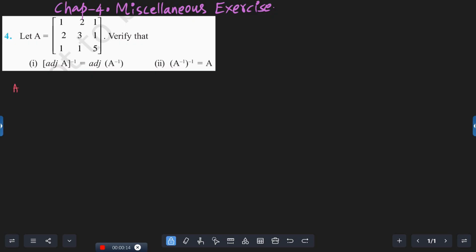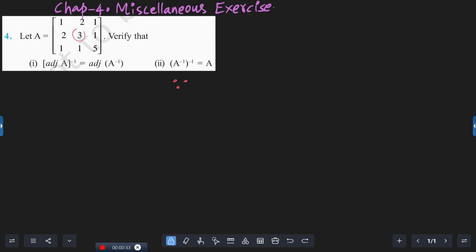A is given, and they are asking to verify left hand side is equal to right hand side. For adjoint of A, we have to find A inverse. So first we'll find adjoint of A. Now we need to make a 4 by 4 matrix sum, right?